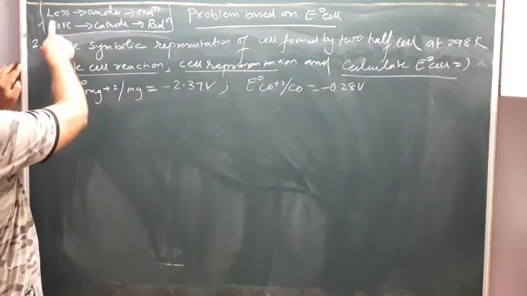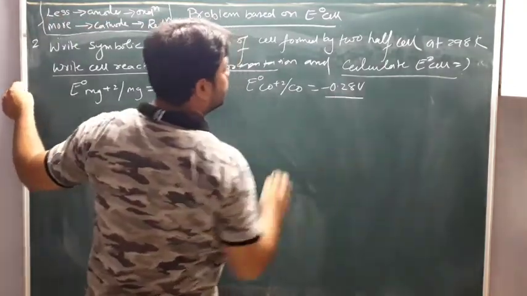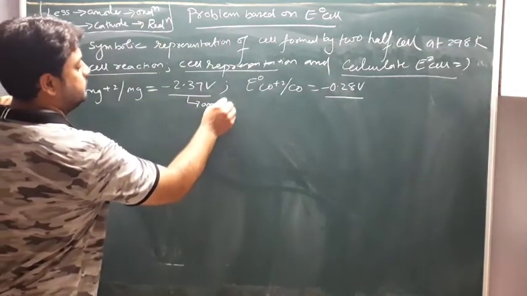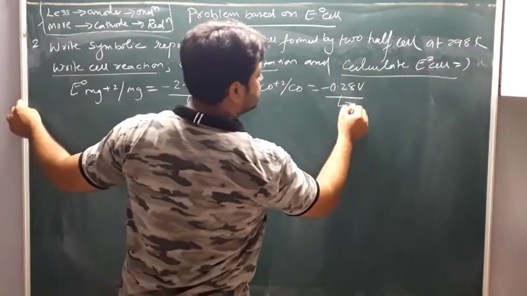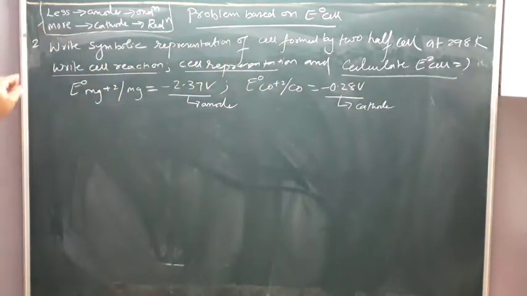So here, which is less? Here minus 2.37 and minus 0.28. Which will be less? This value will be less, means it will act as anode, and this will act as cathode. Yes or no? Because minus 2.37 volt is less than minus 0.28 volt. I hope you know this now.